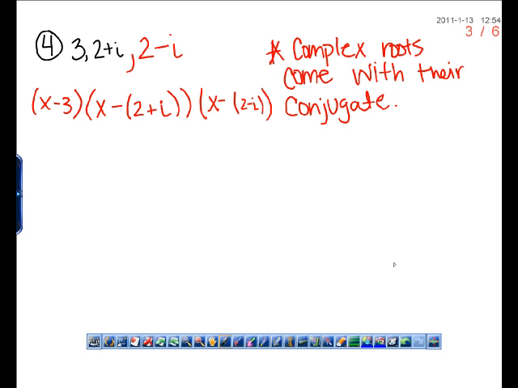Yeah, let's go ahead and simplify those factors, okay? So I'm going to have x minus 3, x minus 2 plus i. What's that going to become? x minus 2 minus i. Good. x minus 2 minus i.